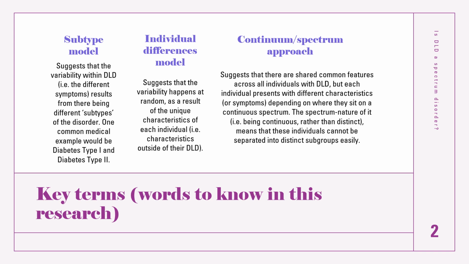The individual differences model. This suggests that the variability happens at random as a result of the unique characteristics of each individual, i.e. characteristics outside of their DLD.